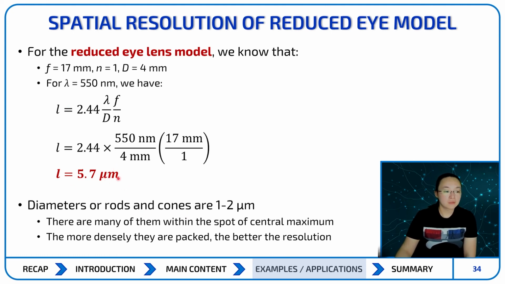So this 5.7 micrometers, compared to the diameter of our rods and cones, which are 1 to 2 micrometers. There's so many of them within the spot of central maximum. So that means that the more densely they are packed, the better the resolution.